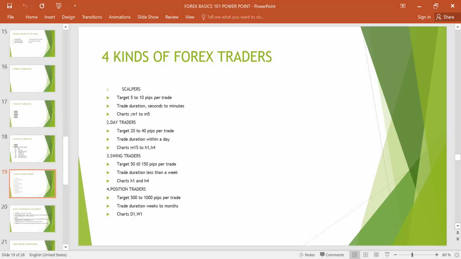We have the 4 kinds of Forex traders. Before you decide to trade Forex, you have to know which category you're going to fall into, because sometimes you'll go to a seminar and be asked what type of trader you are. We have scalpers, day traders, swing traders, and position traders. Scalpers are those traders that get into the market and target between 5 to 10 pips per trade. The trade duration is between seconds to minutes, maybe 1 minute to 5 minutes.